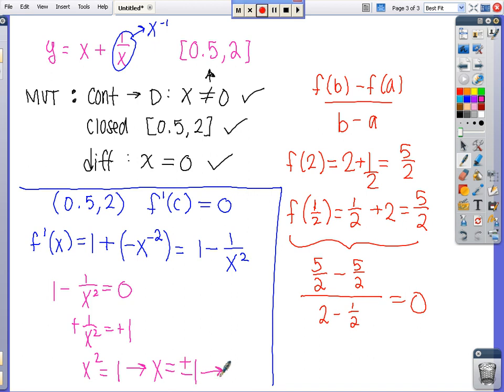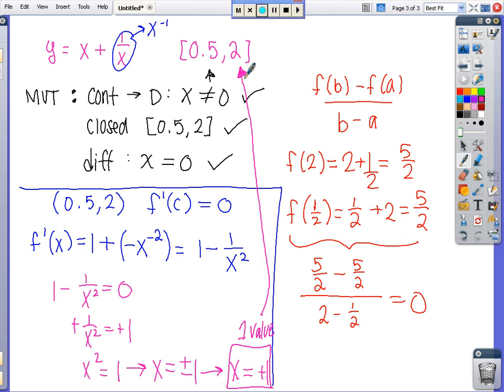So at positive 1, what we should be able to prove is that the derivative is 0 there, and that was guaranteed by MVT. So here's the value. It proves to us one value within this domain, the open domain I should say, where the slope of the secant line, which was 0, is the same as the slope of the curve, the tangent line slope.